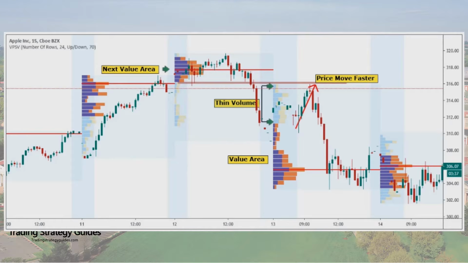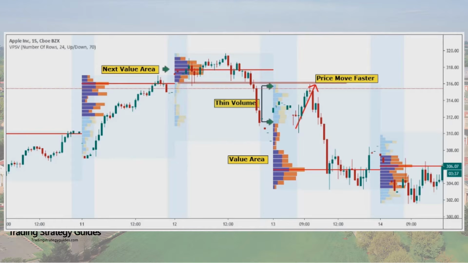For example, if we're short, we use thin volume areas for the stop loss placement. We want to get stopped out when the price goes from value area levels to thin volume levels because there is no volume and there is a high probability for the price to move further against you since there is no resistance to stop the price from rallying.